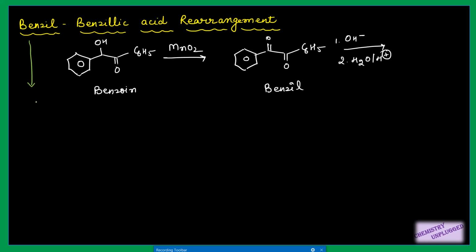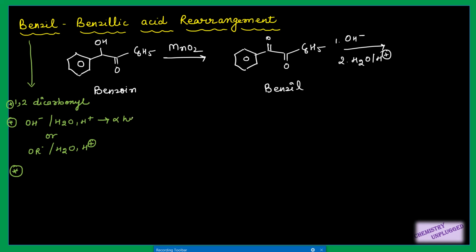So first, this reaction can be shown by 1,2 dicarbonyls, right? What type of conditions are needed? We can use OH minus with acidic hydrolysis, or we can use OR minus with acidic hydrolysis, right? In the first condition we can get alpha hydroxy carboxylic acid, or if I am using OR minus, then obviously I will get the ester of alpha hydroxy carboxylic acid.